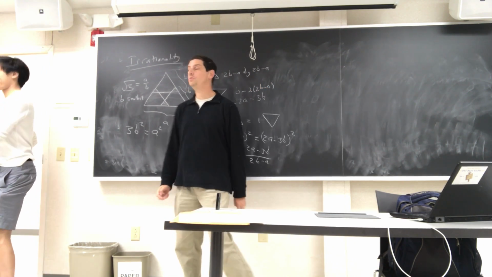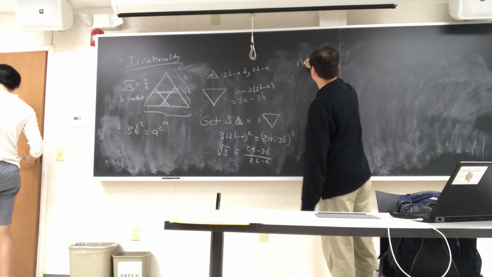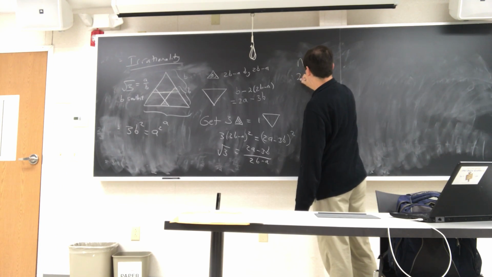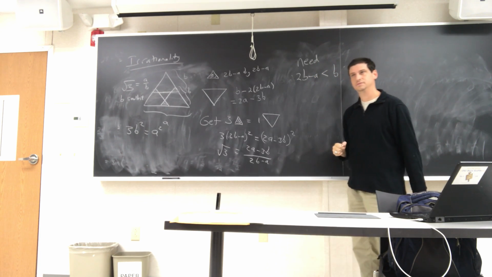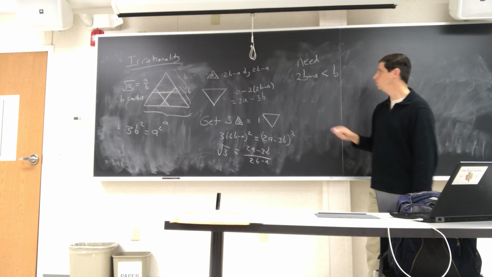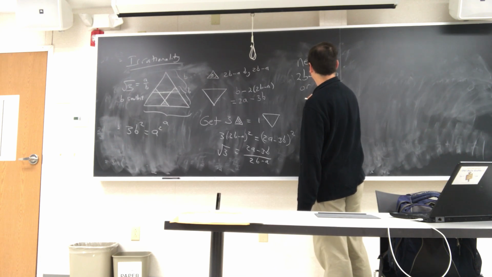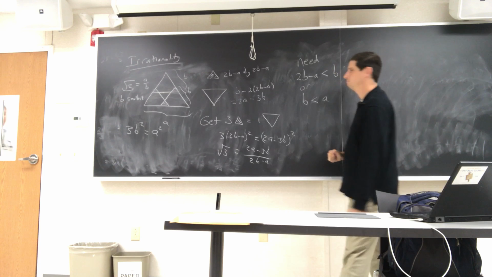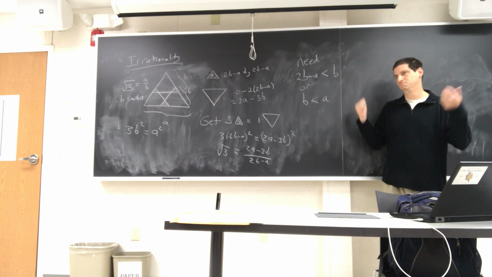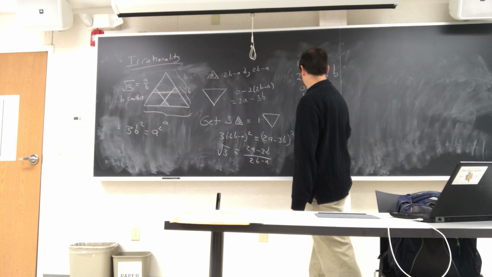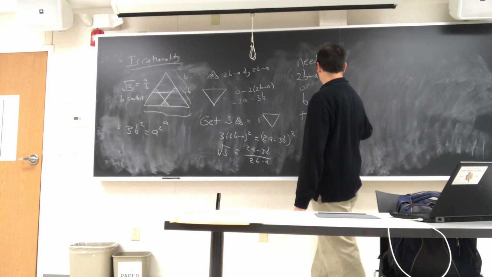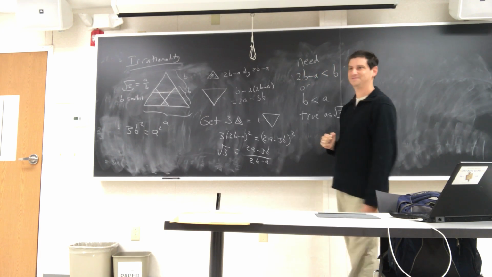Smaller denominator. It's a smaller denominator. So we need 2b minus a to be less than b. Right? Or we need b to be less than a. Okay. We know that's true, as the square root of 3 is greater than 1.